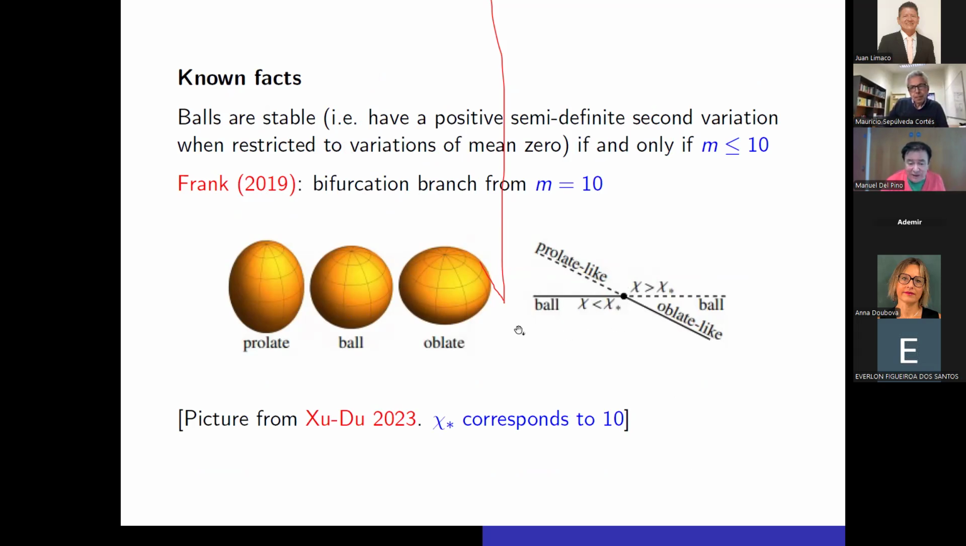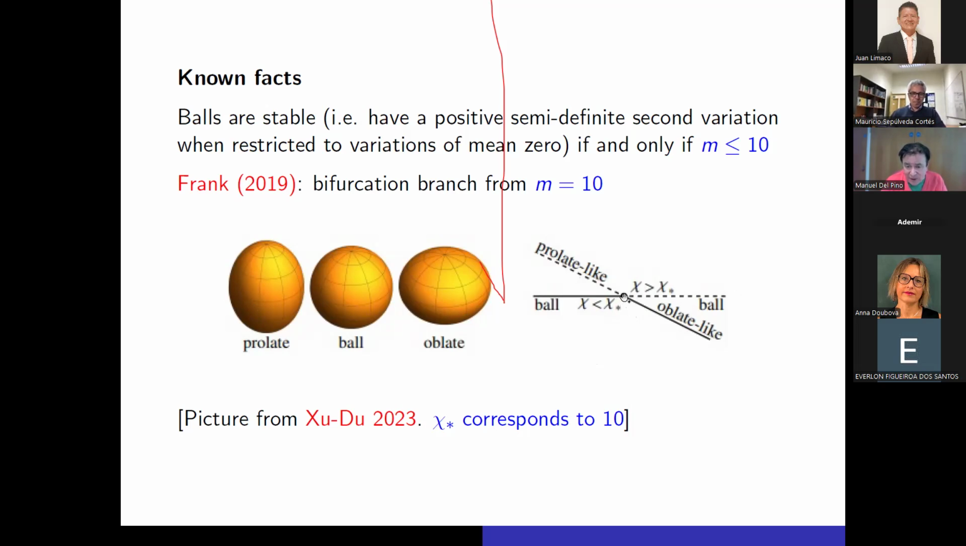This picture is a numerical picture from these authors in a very recent paper, in which what they detect is that for mass bigger than 10, this psi star, imagine, is 10, okay? And chi is mass. For them, this is a different notation. This picture is taken from their paper.